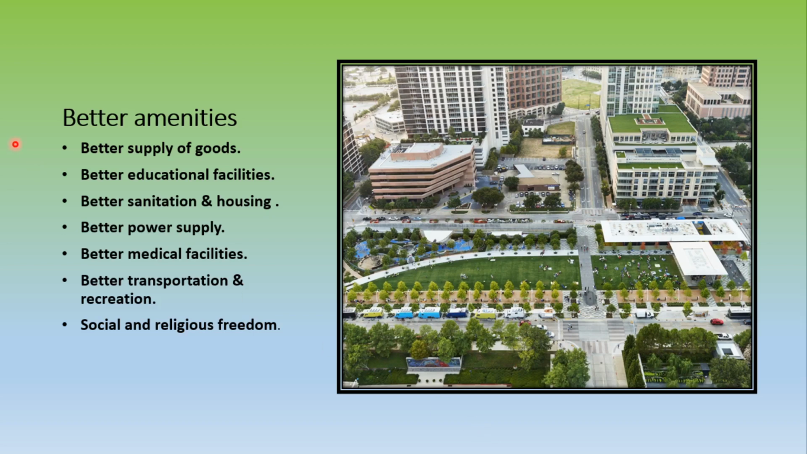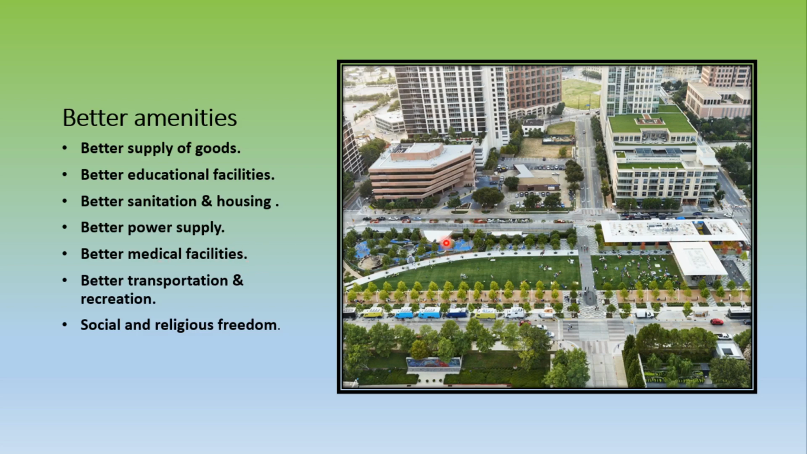It has been found that better amenities also attract people to move from rural to urban areas. As far as better amenities are concerned, we are talking about better supply of goods. Educational facilities are far better in an urban area than in a rural area. Sanitation and housing in most of the cities are comparatively in a better situation than in rural areas. Power supply: though we find that many villages are being supplied with power, uninterrupted power is supplied in the cities.